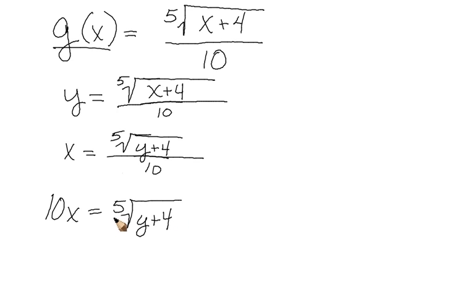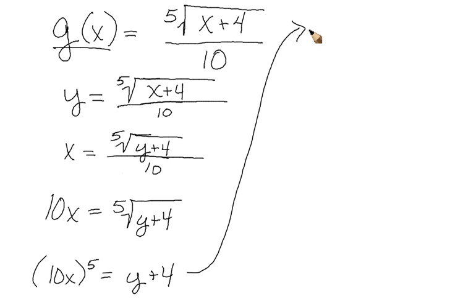Now we're going to raise both sides to the fifth power. And it's important to raise both your coefficient and your variable. So 10x raised to the fifth power is y plus 4. And I'm going to go ahead and distribute this exponent. So let's come up to the top. 10 to the fifth power is going to be 10 with 5 zeros after it. 100,000. X to the fifth power equals y plus 4. Last step, we'll subtract 4 from both sides.